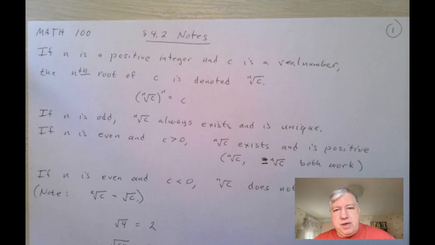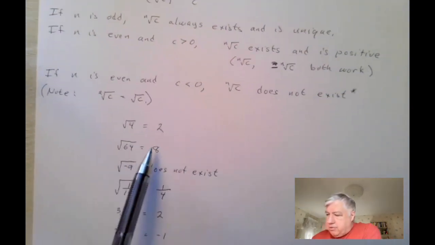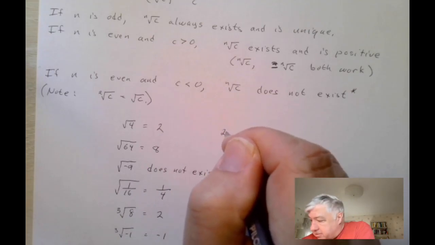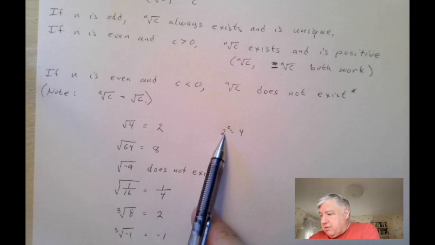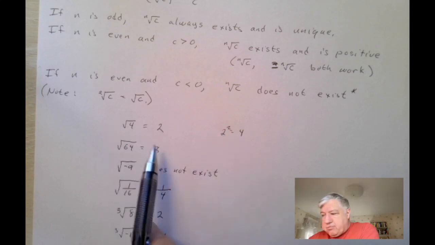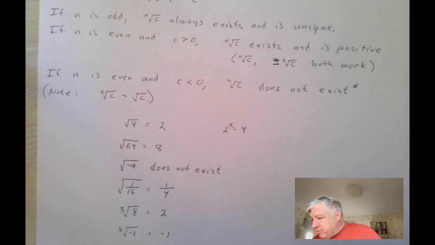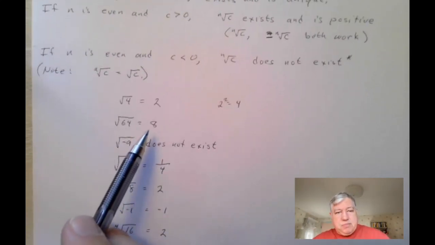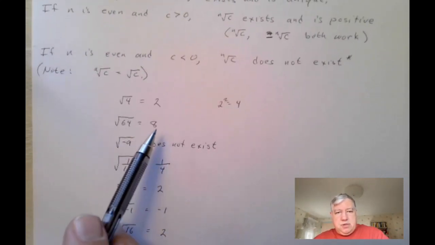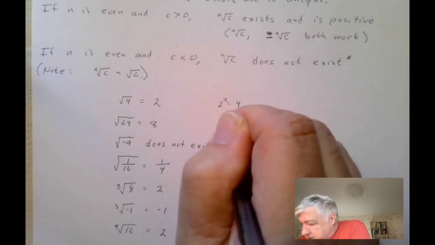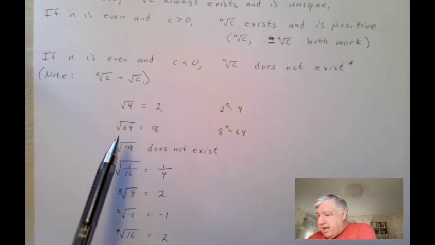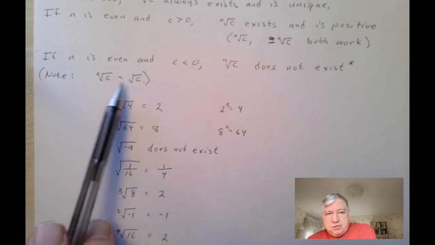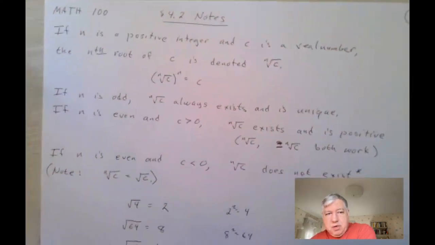For example, we know that 2 squared is 4. So 2 is the number that we square to get 4. Similarly, the square root of 64 is 8, because 8 squared is 64. And I should say that when n is 2, we usually don't put the 2 up here. We just write the usual square root symbol.